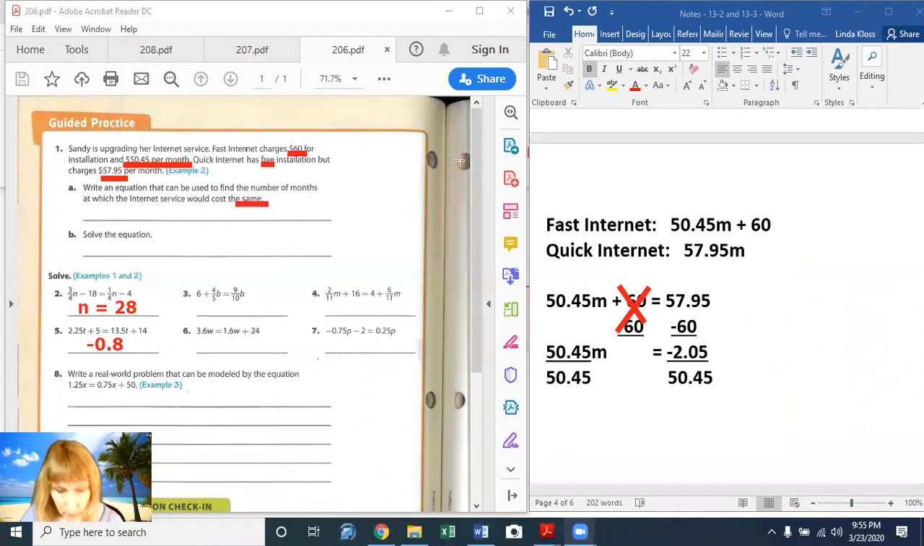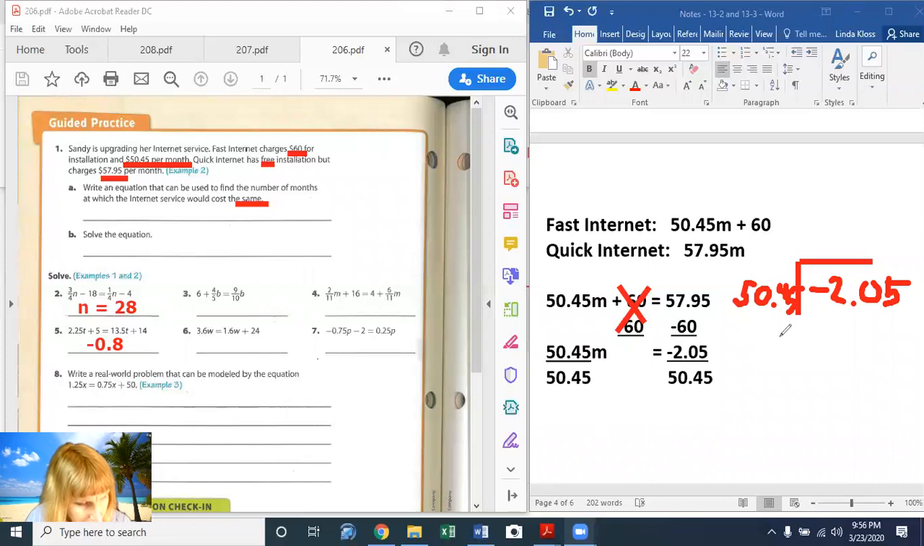I just want to save and conserve a little bit of time here because we got a couple more problems to do yet. You would then set it up by putting the negative 2.05 on the top and the 50.45 on the outside. And then you'd have to move your decimal 2 over, so you'd end up with 205 divided by 5,045.